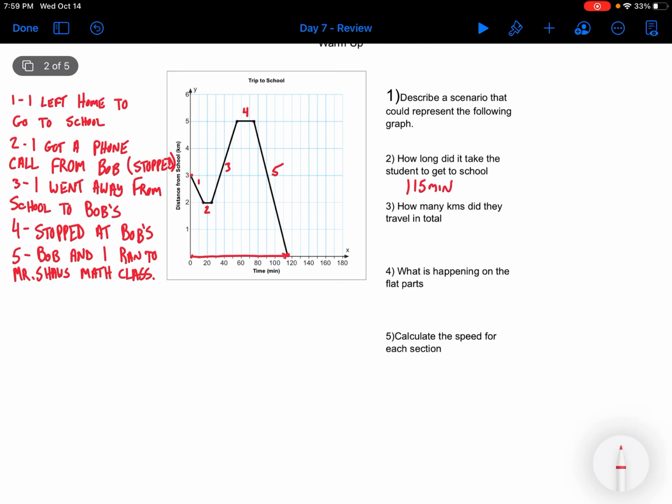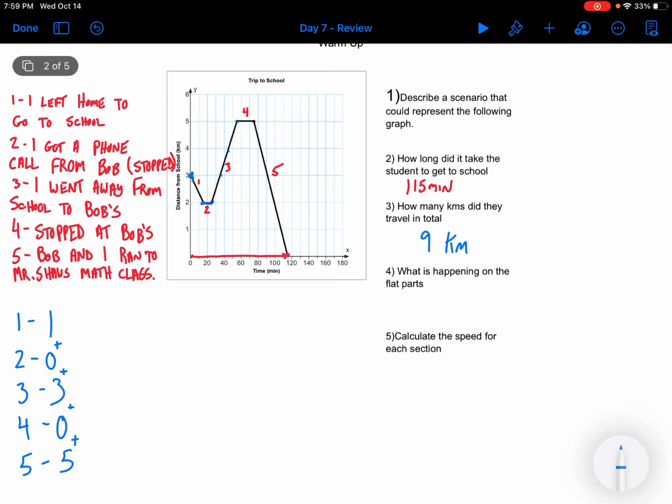How many kilometers did they travel? This is a tough one, because what we have to recognize is, I'll write them all out again. In section 1, we traveled 1 kilometer. We went from 3 down to 2. In section 2, we went 0 kilometers. We didn't move. In section 3, we went 3 kilometers. In section 4, we went 0 kilometers again. In section 5, we went 5 kilometers. So in total, we went 1 plus 0 plus 3 plus 0 plus 5. So we went 9 kilometers in total.